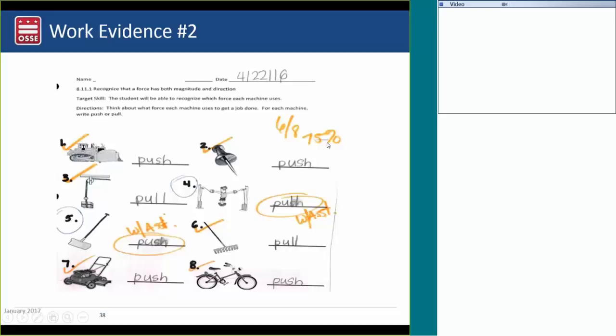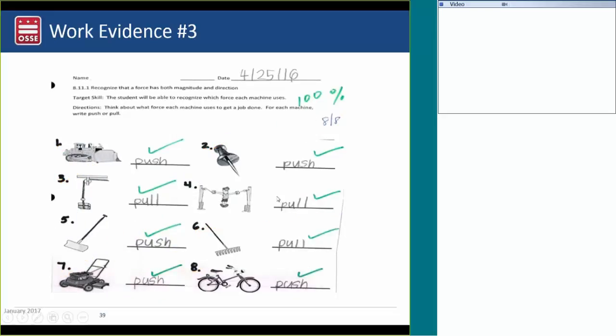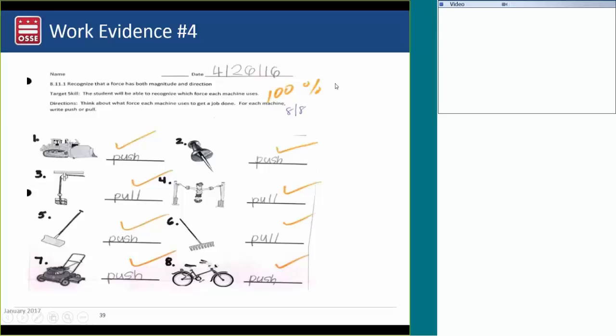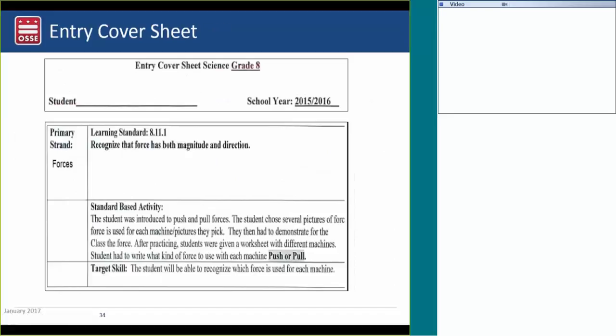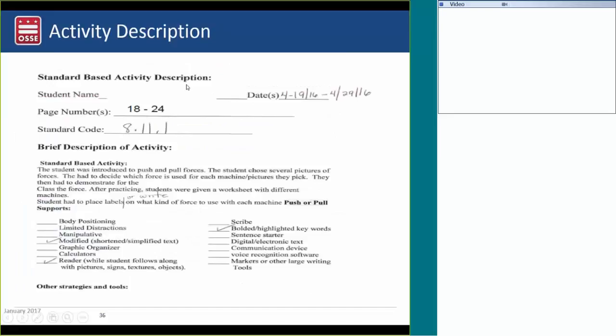425, 100%. 426, again, this all matches up. And all these essential pieces are here, along with the score. So this would be a perfectly acceptable entry for scoring. All the technical pieces that need to be present are present across all of these required forms, the entry cover sheet, the data sheet, the activity description, and the student work evidence.